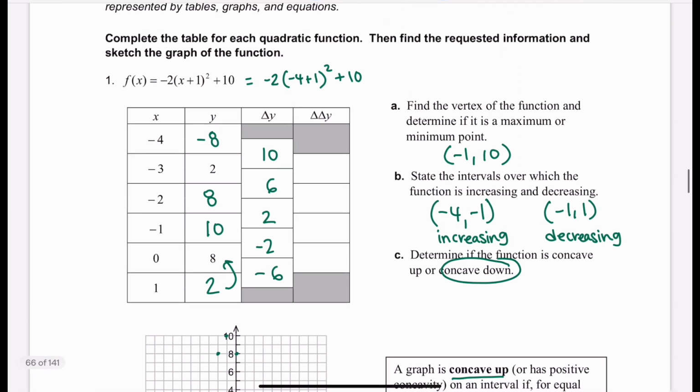Now, you always know that it's quadratic if I find the second change. 6 minus 10 is a -4. 2 minus 6 is a -4. -2 minus 2 is a -4. And -6 minus 2 is a -4. This is constant if it's a quadratic, the second change.